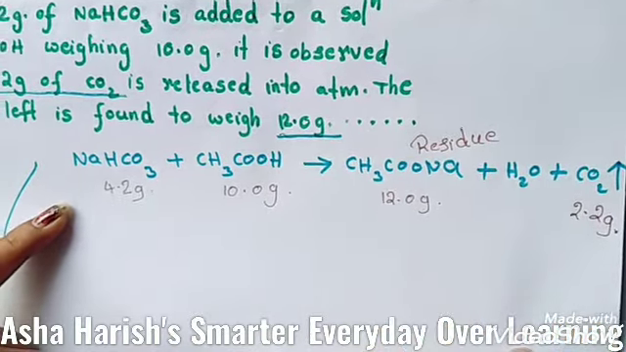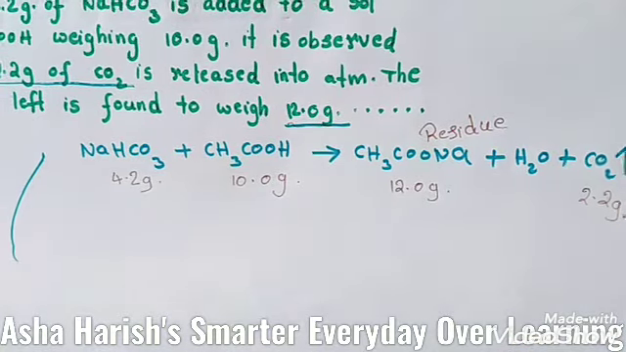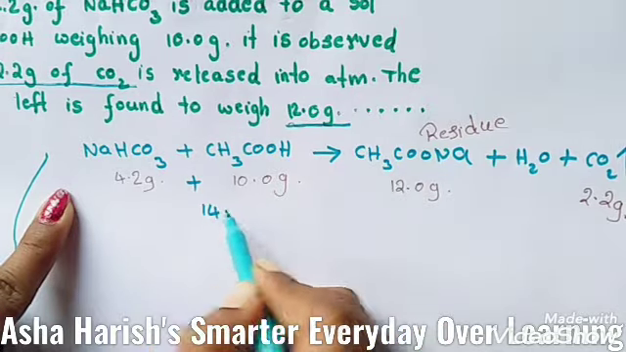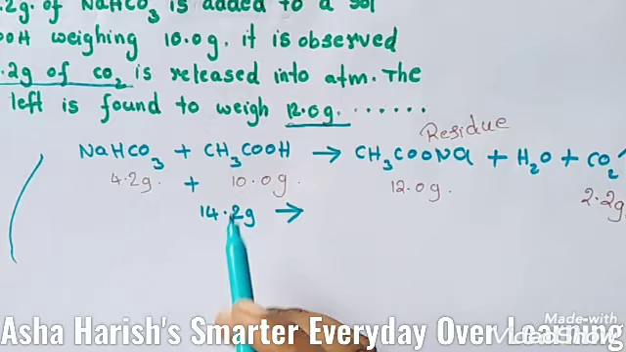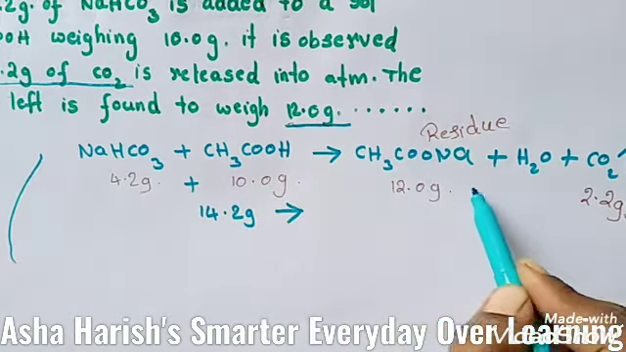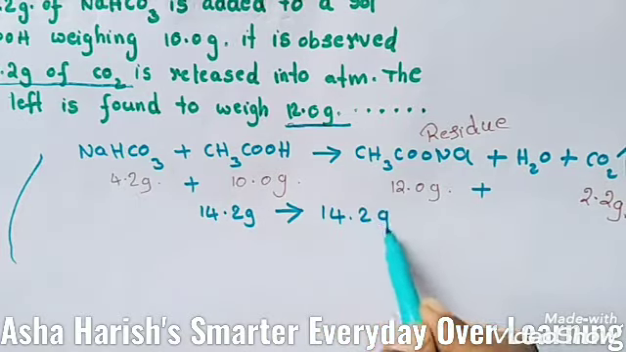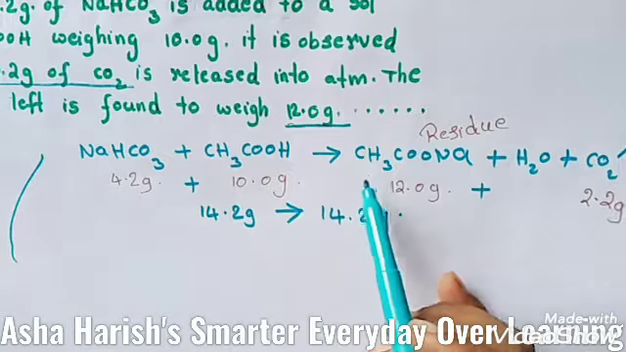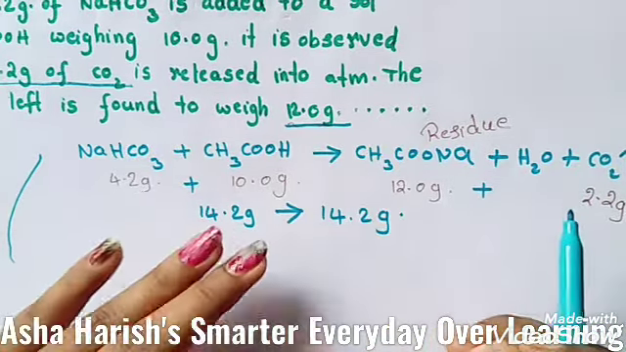Okay, now the total mass of the reactants, 4.2 plus 10.0 grams, you should get 14.2 grams. This is the weight of the reactants. Now if you do the calculation of the total mass of the products, 12.0 plus 2.2, now also you should get 14.2 grams. Now students, you can say that the mass of the reactants is equal to the mass of the products. Hence the law of conservation of mass is proved.